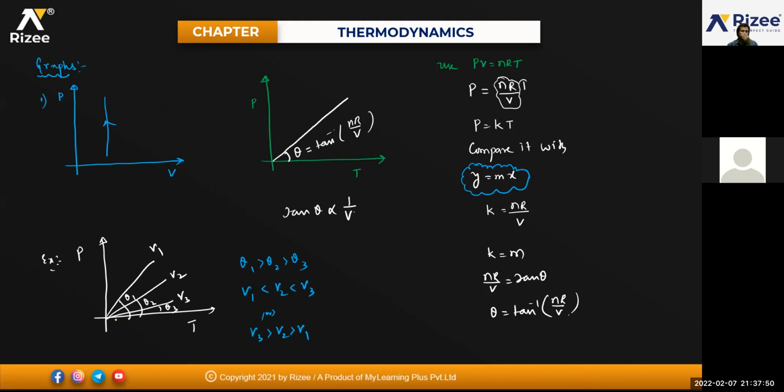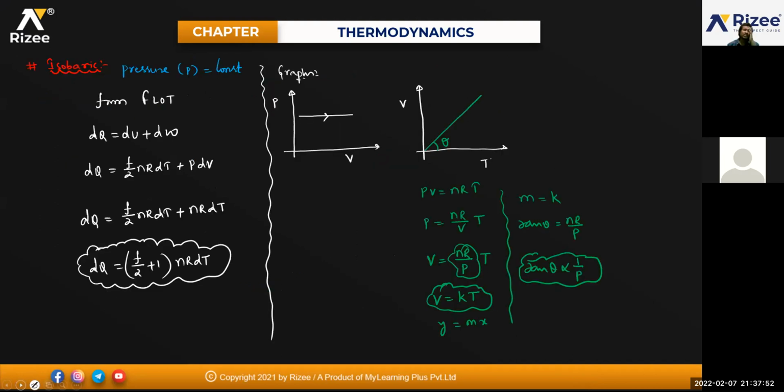Next one is graphs. Just now I told you, you can just go through it. Isobaric process, pressure remains constant. From the first law of thermodynamics, we are getting dQ is equal to (f by 2 plus 1) nR dT. On the pressure versus volume graph, we get a line parallel to the x-axis. And on the V-T graph, it will be a straight line passing through the origin.